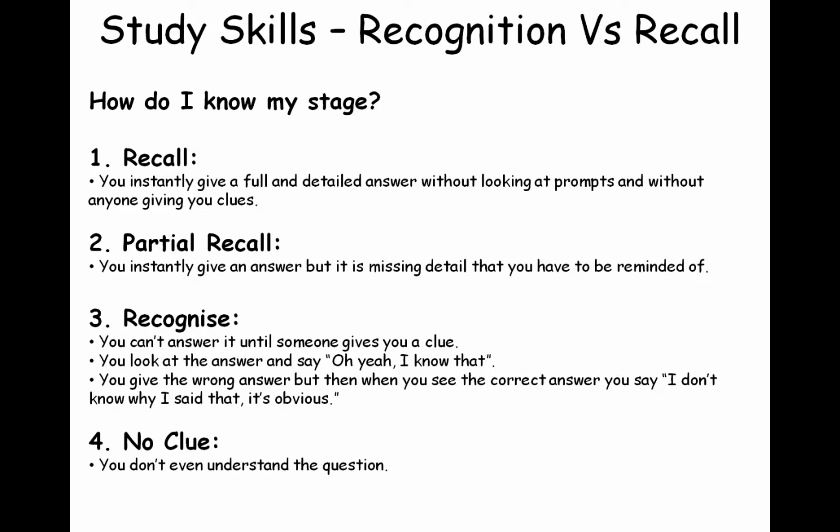This type of situation is where you're able to answer a multiple choice, but you can't answer it if the options are not given to you. You look at the answer and you say, "Oh yeah, I know that." And finally, you give the wrong answer, but then when you see the correct answer, you might say, "Oh, I don't know why I said that, it's obvious." Again, this is a sign of the recognition trap. It's not because of a simple brain mistake, it is because you could not recall the information. And finally, no clue. This is indicated when you don't even understand the question.